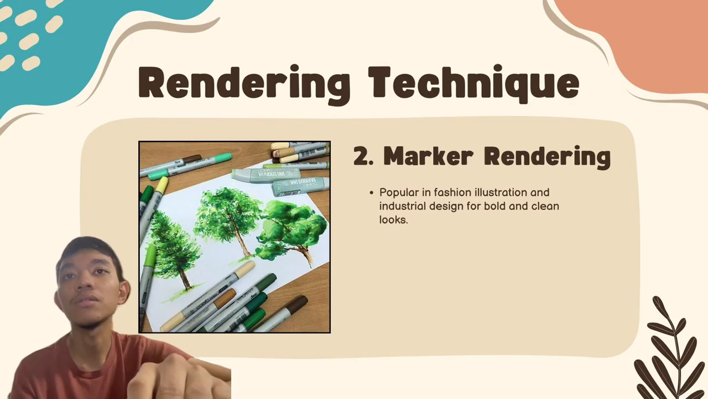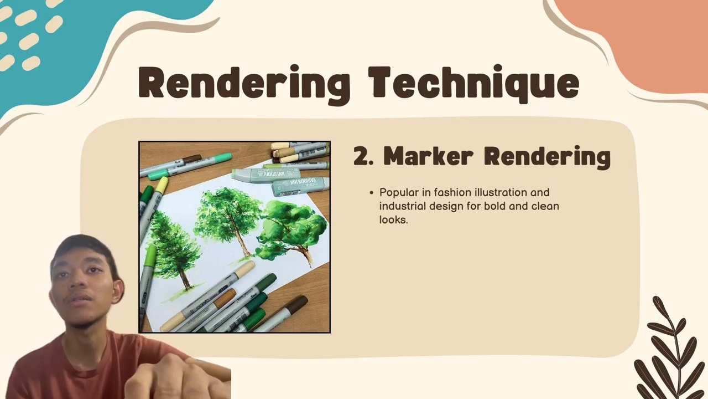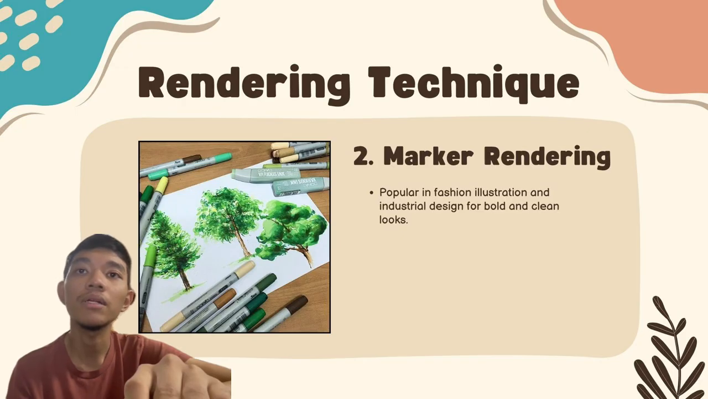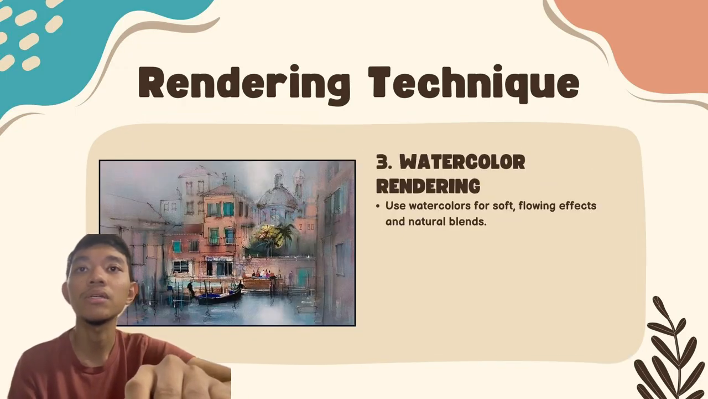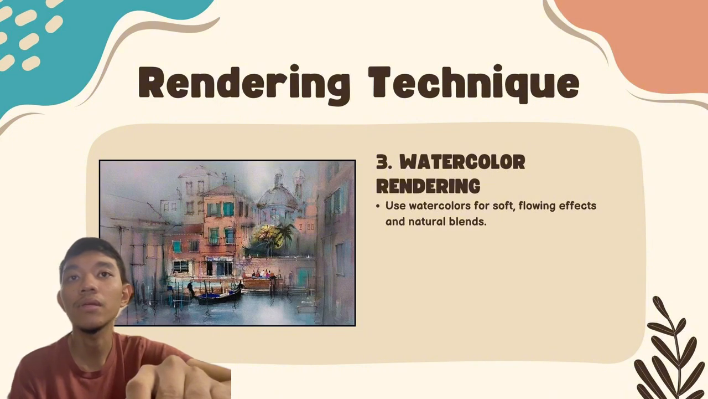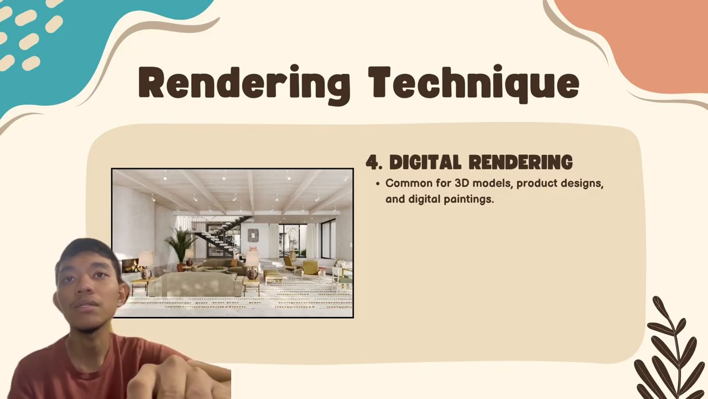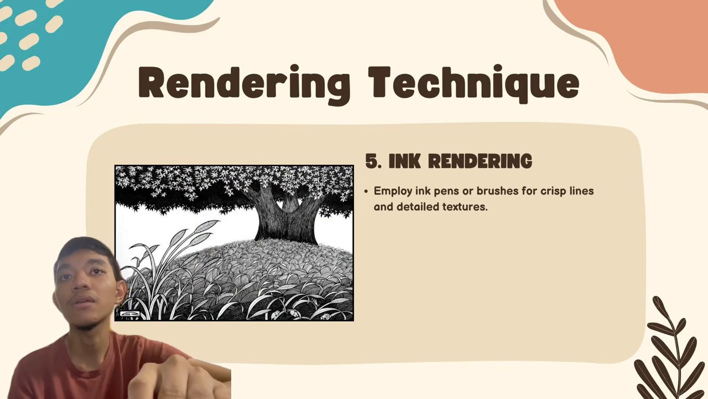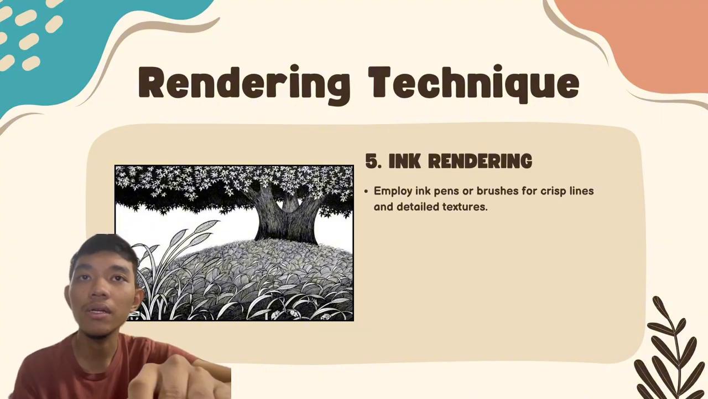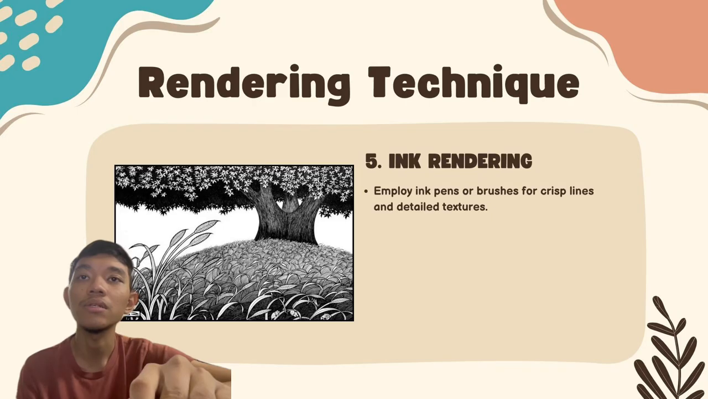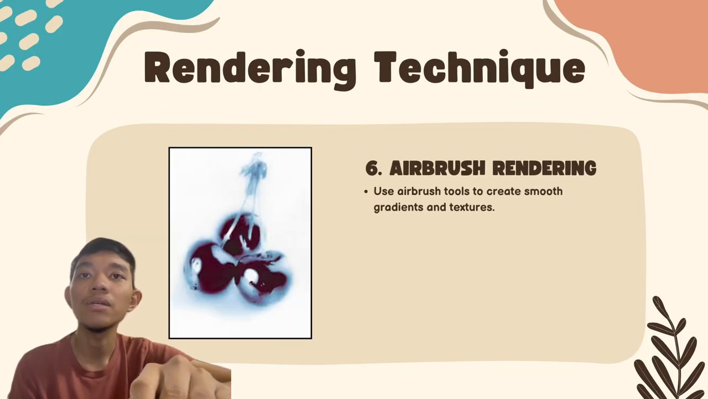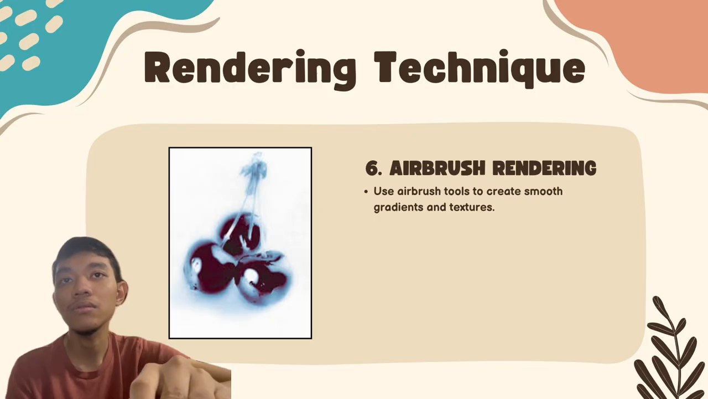Number 2 is marker rendering. Popular in fashion, illustration, and industrial design for bold and clean looks. Number 3, watercolor rendering. Uses watercolor for soft flowing effect and natural blends. Number 4, digital rendering. Common for 3D models, product designs, and digital paintings. Number 5, ink rendering. Employs ink pens or brushes for crisp lines and detailed texture. Number 6, airbrush rendering. Uses airbrush tools to create smooth gradients and textures.